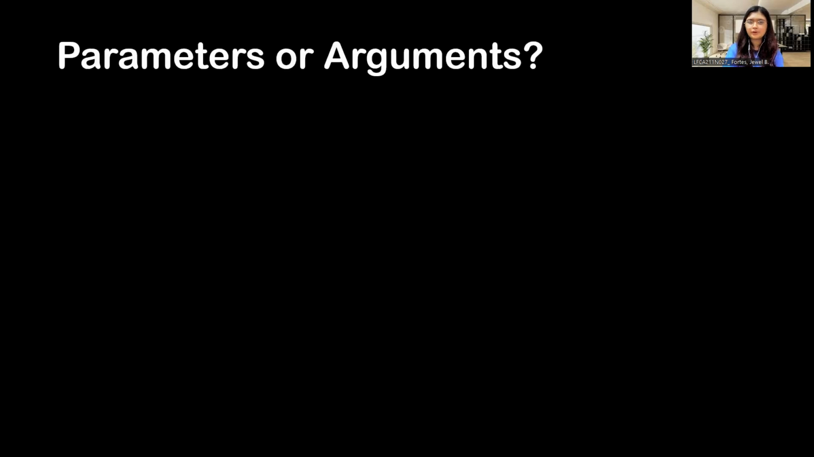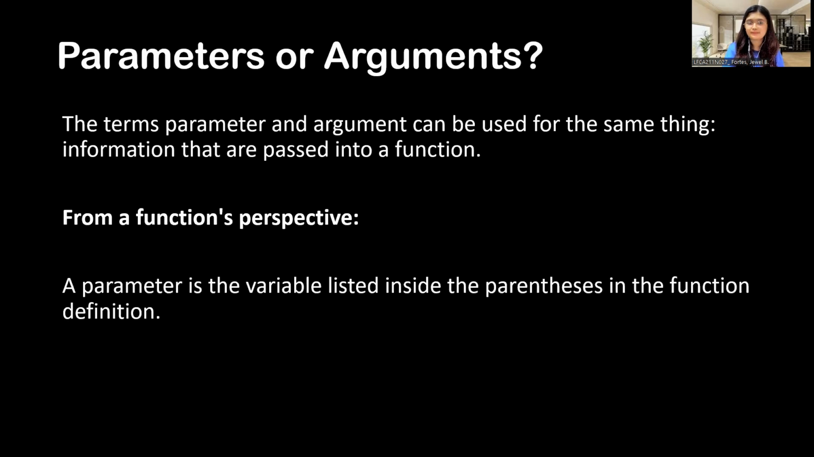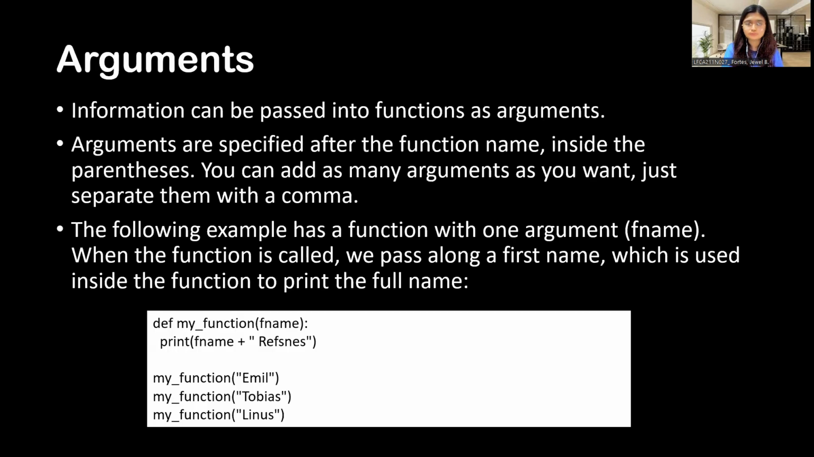What is a parameter or argument? The terms parameter and argument can be used for the same thing: information that is passed into a function. From a function's perspective, a parameter is the variable listed inside the parentheses in the function definition. An argument is the value that is sent to the function when it is called.